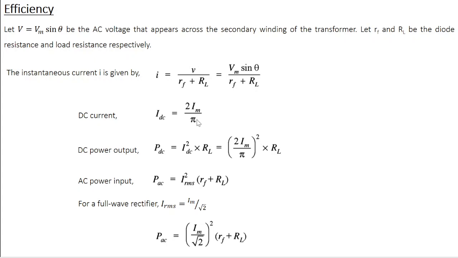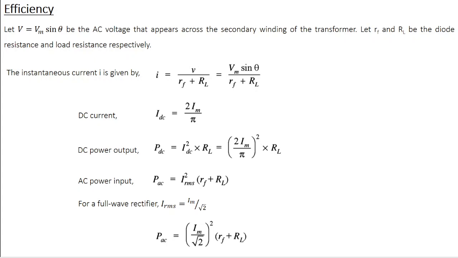And the DC power output PDC, we know the expression from the previous class. This is I square dc into RL, or in terms of Im, this is (2Im by pi) square into RL. And the AC power input PAC equal to I square RMS into RF plus RL. In the case of a full wave rectifier, I RMS equal to Im divided by root 2, whereas in the case of half wave rectifier, we have seen that I RMS equal to Im divided by 2.